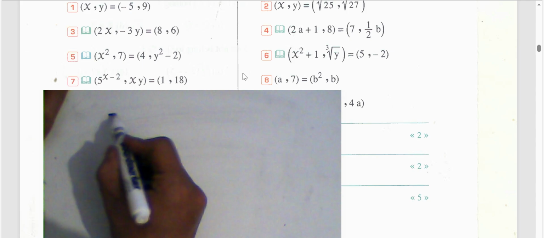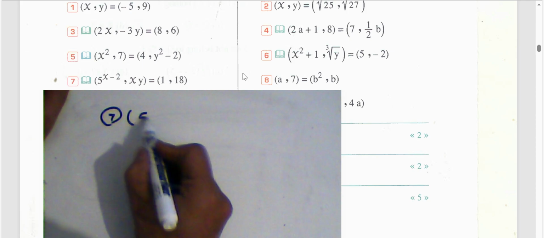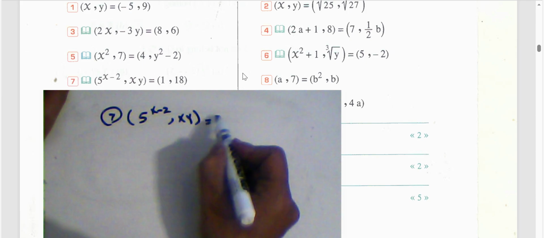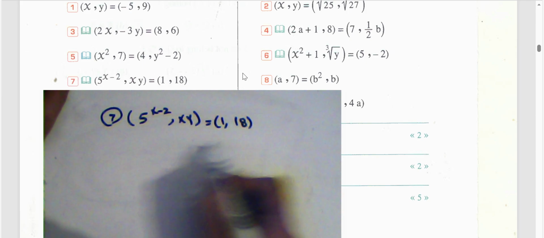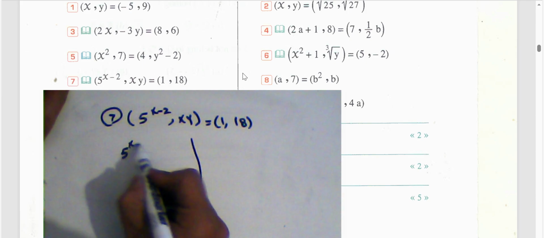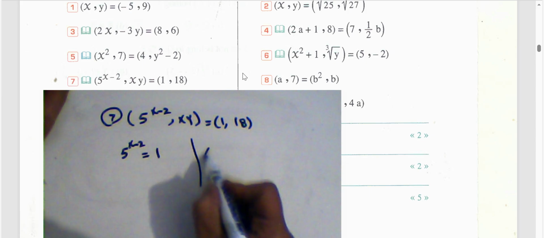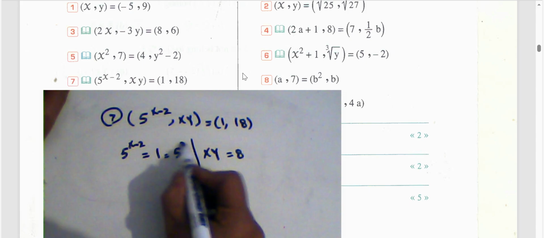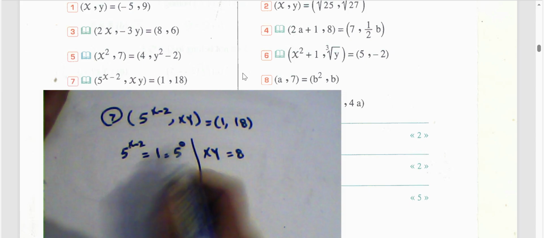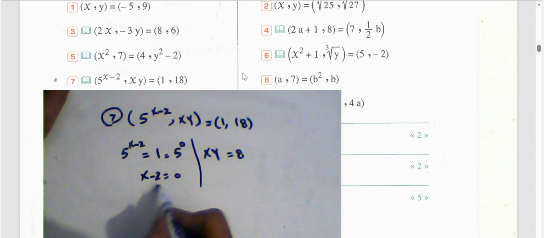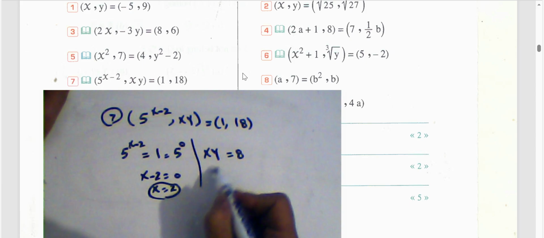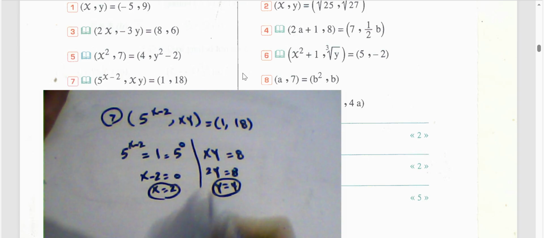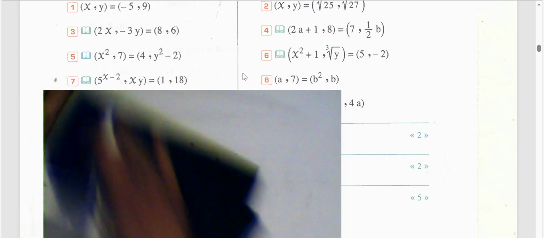Question number 7. 5 power x minus 2 and x times y equivalent to 1 and 8. 5 power x minus 2 equals 1 and x times y equals 8. 1 here equals 5 power 0. Base equals base and power equals power. X minus 2 equals 0, then the value of x will equal 2. 2 product by y equals 8, then the value of y will be 4, because 8 divided by 2 equals 4. This is question 7.